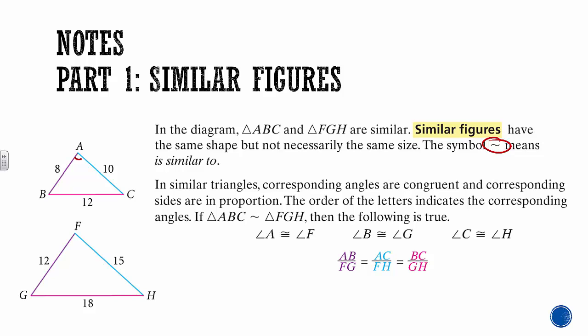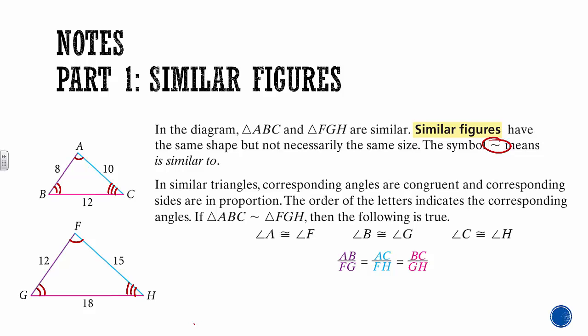So whatever this angle measure here is, angle A, it's exactly the same as angle F. And angle B is the same measure as angle G, and C is the same as angle H. And you'll talk more about that stuff when you get into geometry next year. But for right now, we're going to focus on the sides.